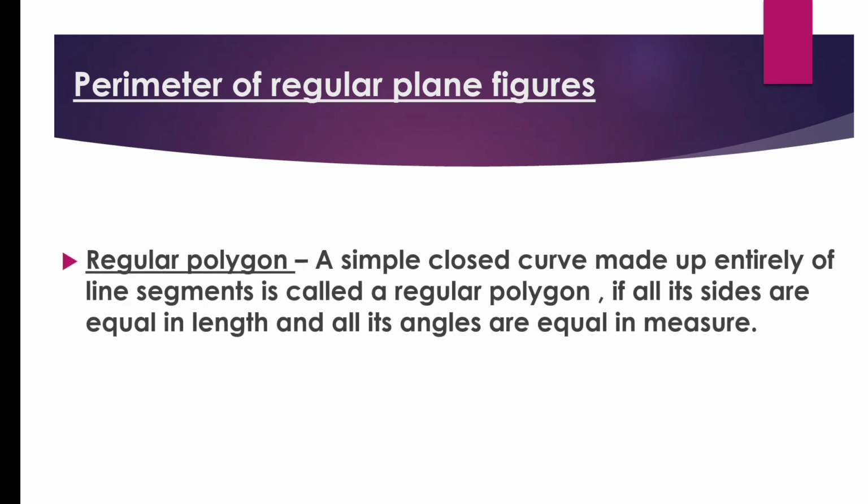Now next is perimeter of a regular plane figure. Regular polygon, we should know this first. A simple closed curve made up entirely of line segments is called a regular polygon if all its sides are equal in length and all its angles are equal in measure.